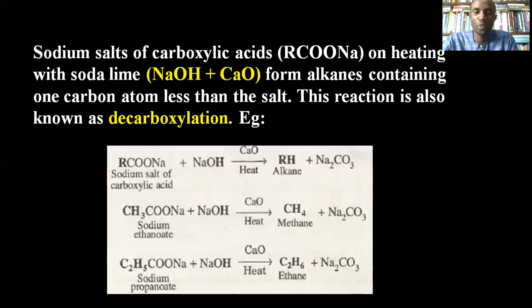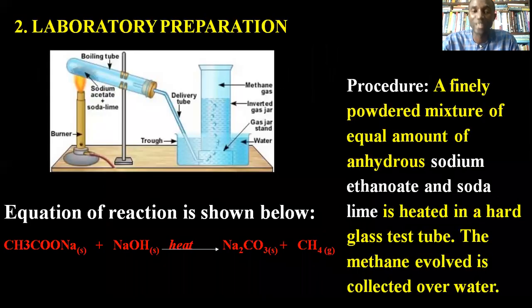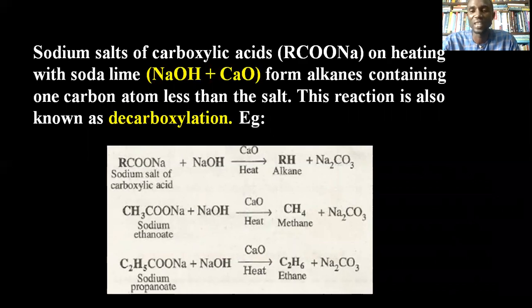We know that the first one is also known as dehydrogenation. Halogenation is when you use a halogen, but that of the hydrogen is hydrogenation, while this one is known as decarboxylation. All right, that is for the second method.